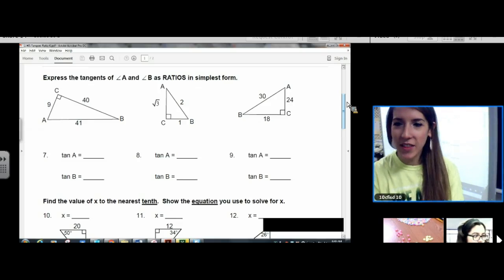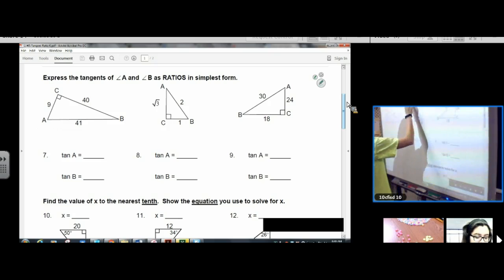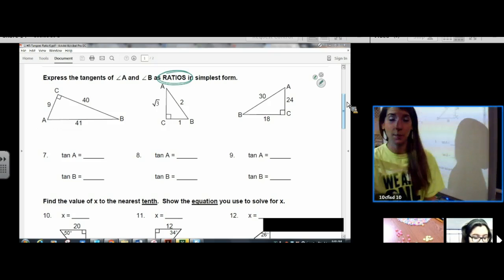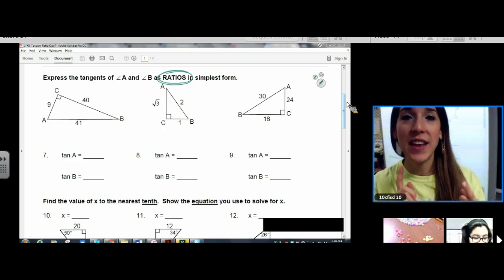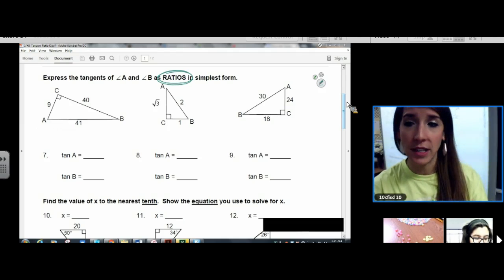Looking at number 7 of the tangent homework, when it says to express the tangents of A and B as ratios in simplest form, when you hear ratio, you should think divide, you should think fraction. I'm dividing something, and my answer should resemble a fraction. That's what a ratio is. I am not going to press the tangent button at all.